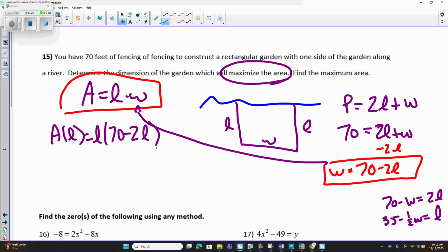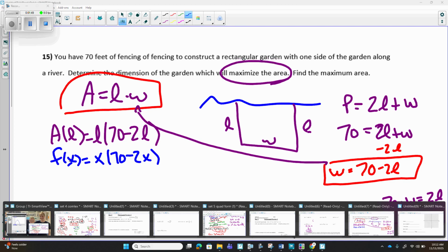All right, so there's your equation. Remember that is like f of x is equal to x times 70 minus 2x. Now, there's my quadratic. Use your calculator.